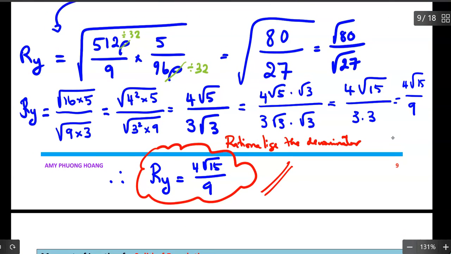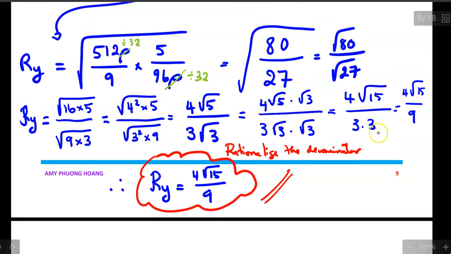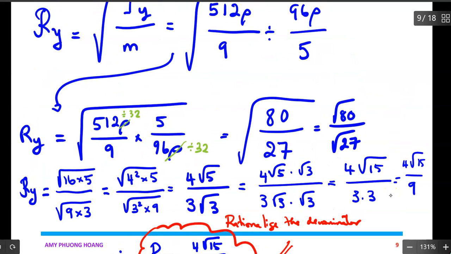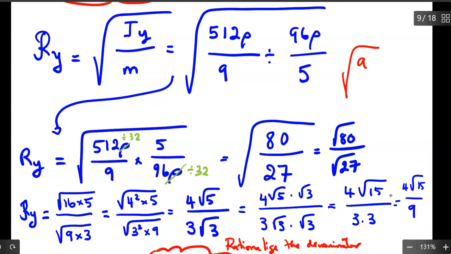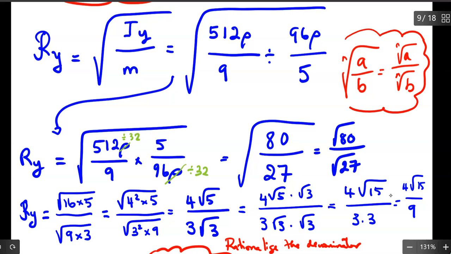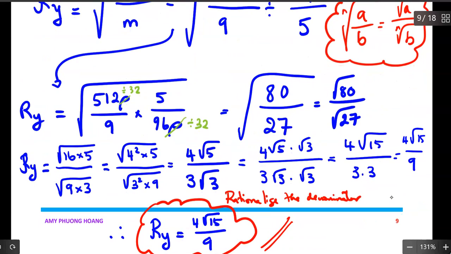So I would like everyone to make sure that you go over this example once again, and also review your concept of exponent, and then rationalize the denominator. I have a few minutes here, so I just want to give everyone a few formulas. Root of a over b: let's say you have the nth root of that, you can make it the nth root of a divided by the nth root of b. This is one formula for simplifying your radical. Alright, thank you everyone.